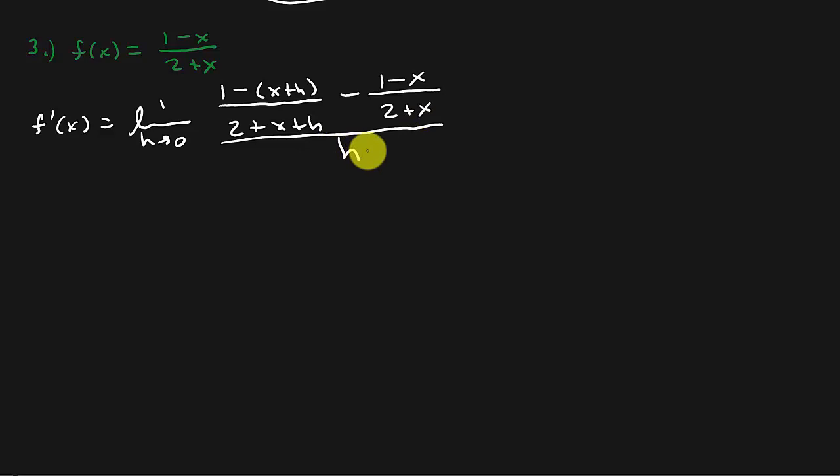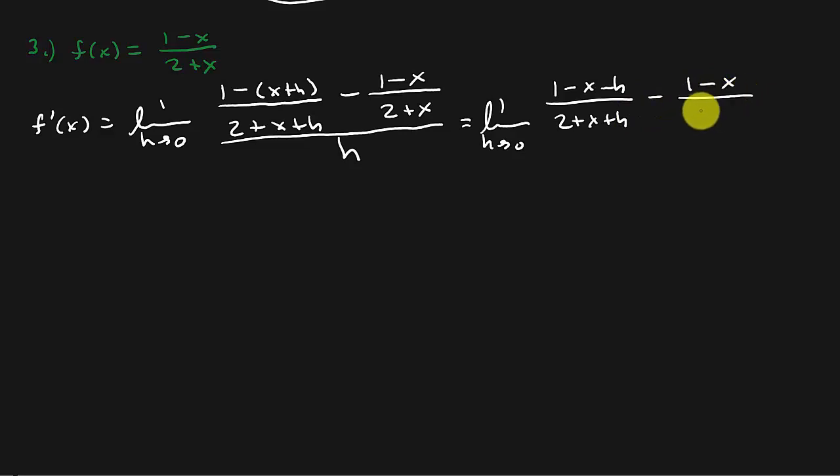All right, so before we start simplifying this, let's write one more step. All I'm going to do in this step is distribute that negative there, and that's it. So that's going to give me 1 minus x minus h over 2 plus x plus h, minus 1 minus x over 2 plus x, and then all that over h. All right, so that's all I did in that step.